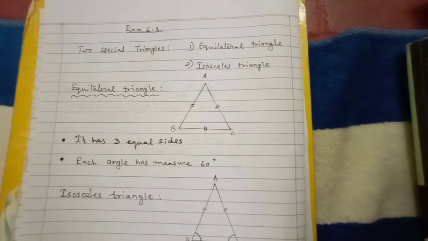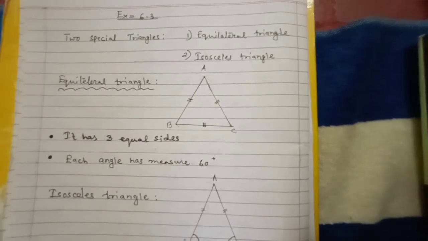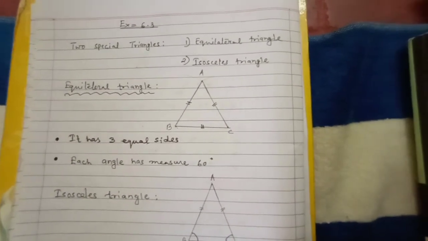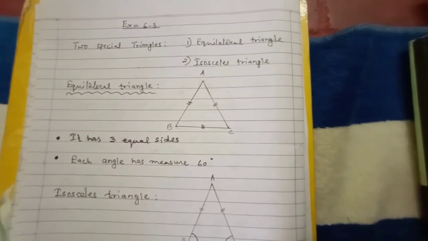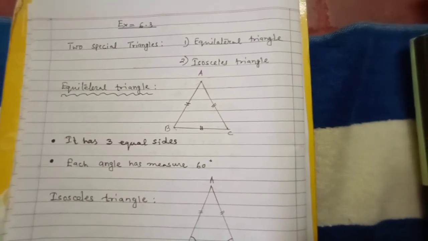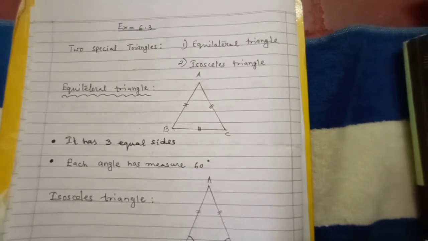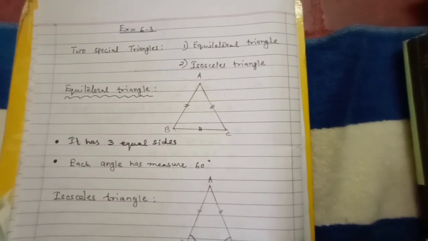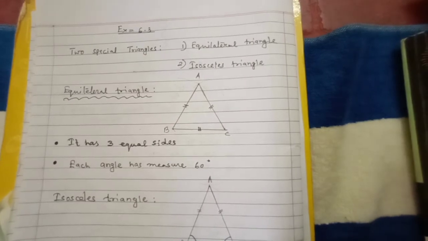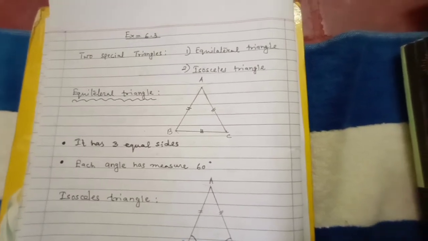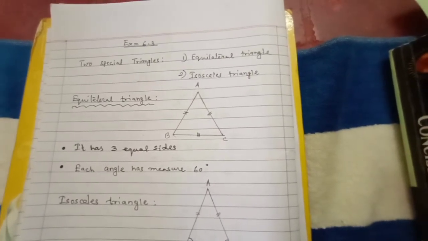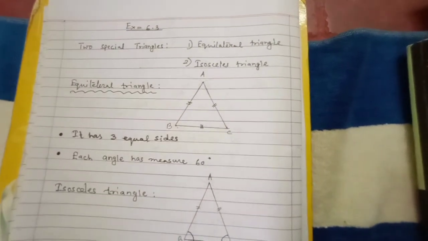Today, our exercise is 6.3, topic triangles and its properties. Today, we will do two special types of triangles which are not included in any exercise. It is in the NCERT book, page number 123. You can see this.